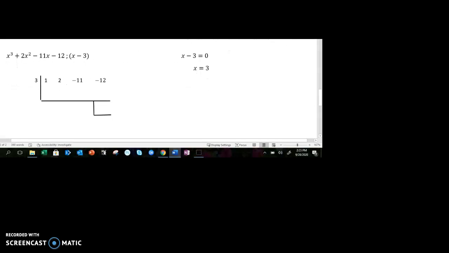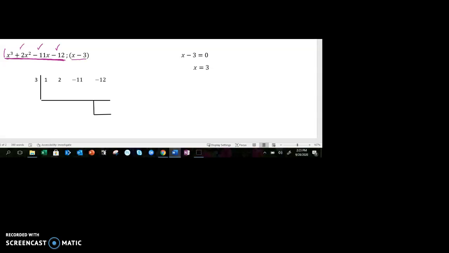All right, so here we go. I want to find all the factors of this polynomial, and I'm telling you that x minus 3 is one of the factors. So I will use synthetic division. I'll bring down the 1 from the 1x cubed, the 2 from the 2x squared, -11 from the -11x to the first power, and the -12. Notice all the powers are present. We don't need to put in any zeros.